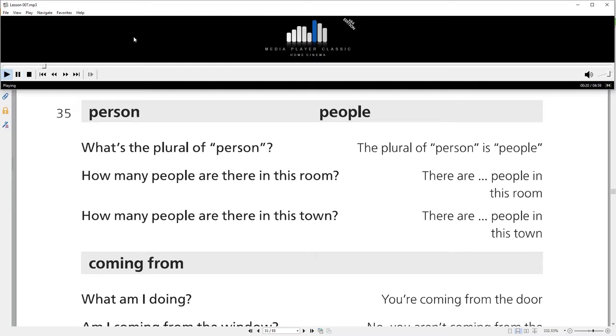How many people are there in this town? There are 150,000 people in this town.